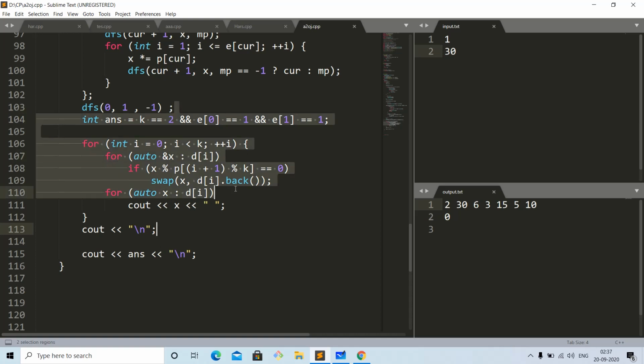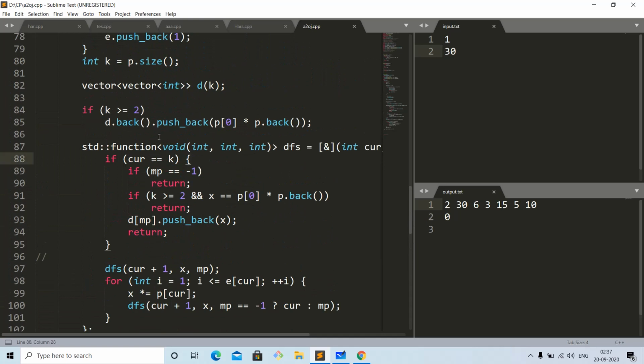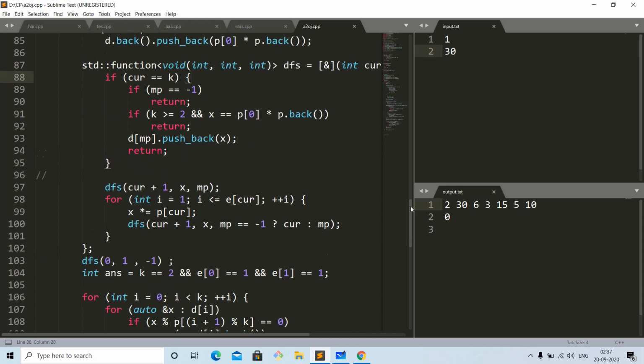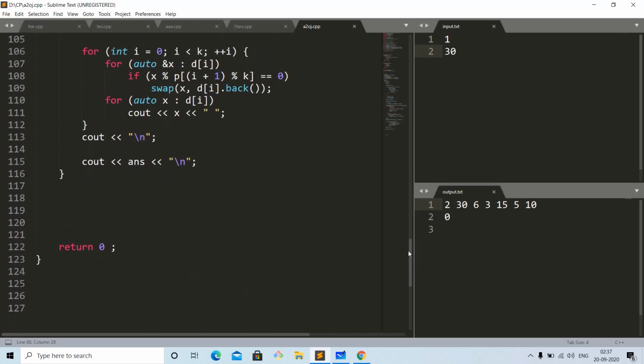And I have told you already that the final element, dk minus 1, is already carrying p1 and pk, so that will also be the final print, and it will be the final element that will be printed.